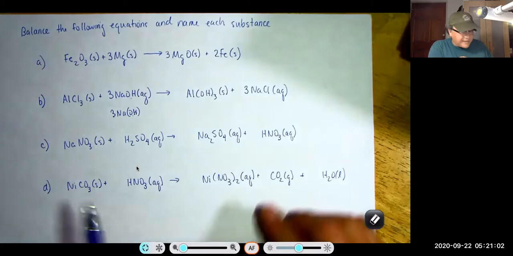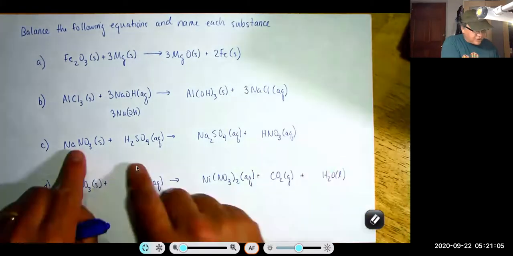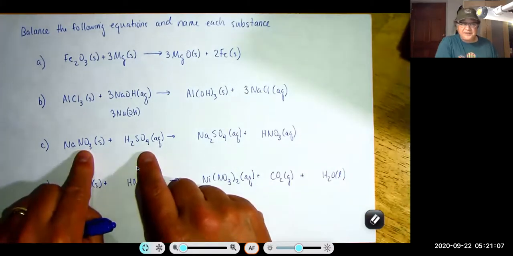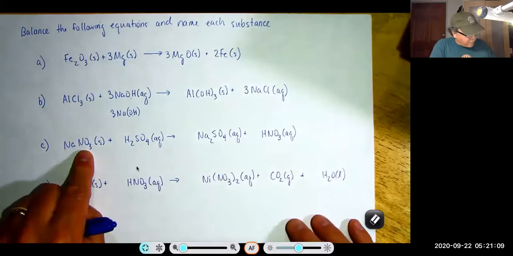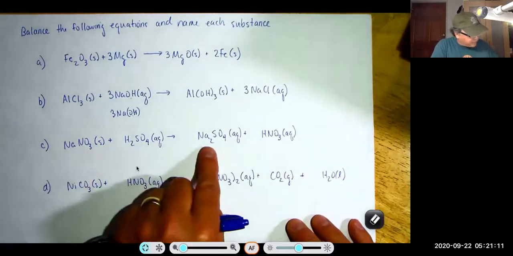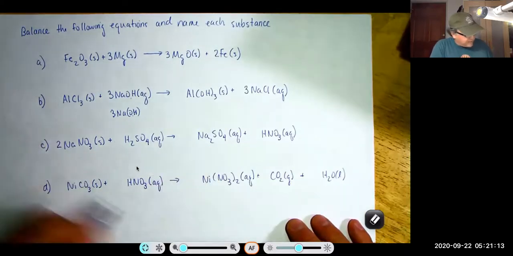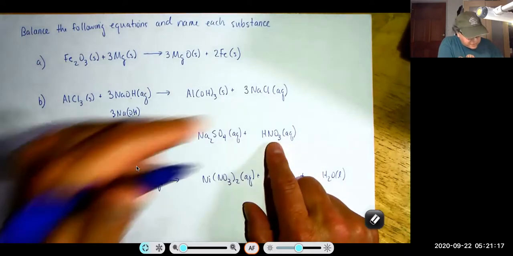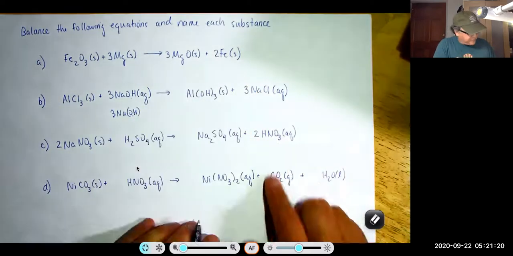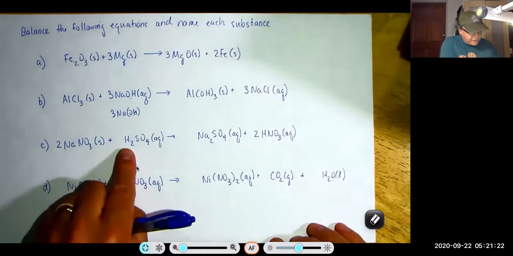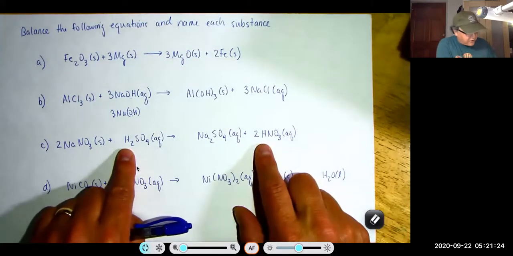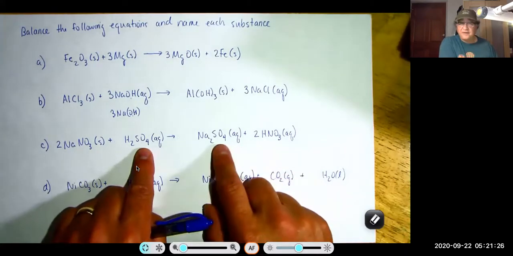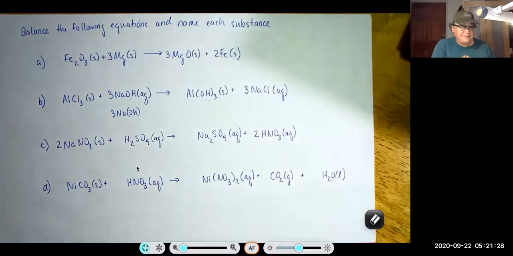Let's see if we can do the same thing down here with this nitrates and the sulfates. So here we have 1 sodium, 2 sodiums, so I'm going to put a 2 here. I have 2 nitrates and 1 nitrate, so I'm going to put a 2 here. I have 2 hydrogens here, 2 hydrogens here, 1 sulfate and 1 sulfate. It's balanced.